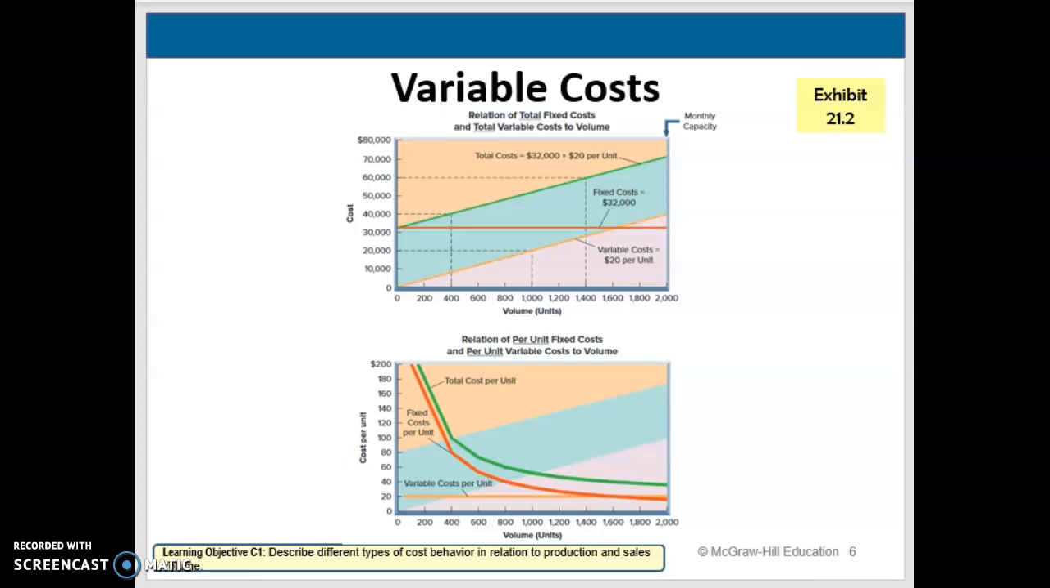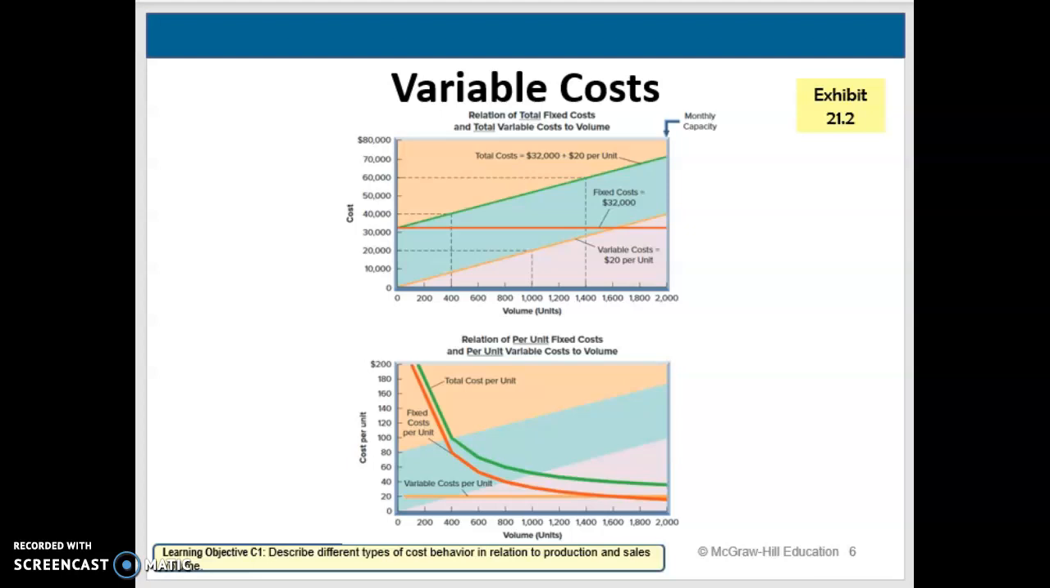Some other examples of variable costs besides direct materials could be direct labor, because if they're paid by the unit or by the hour, if you spend more hours, you're usually making more units. Sales commission could be a variable cost because it's based on how much you sell. Shipping costs, and then there are also some overhead costs that could be included too.